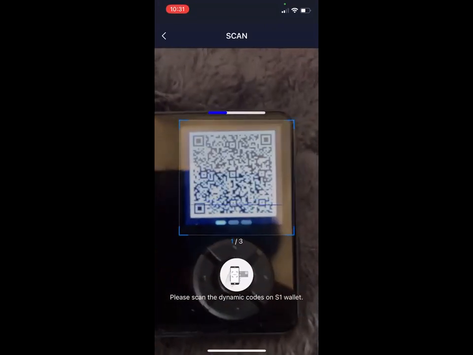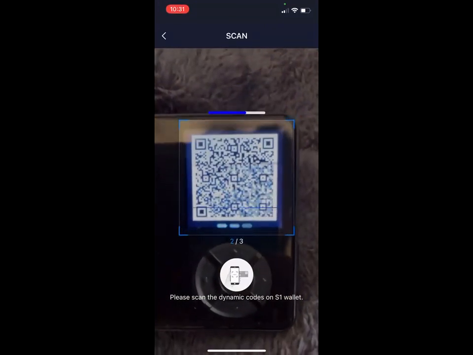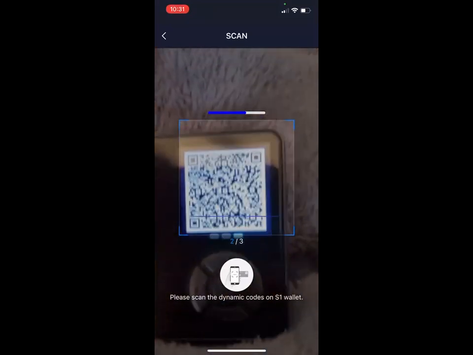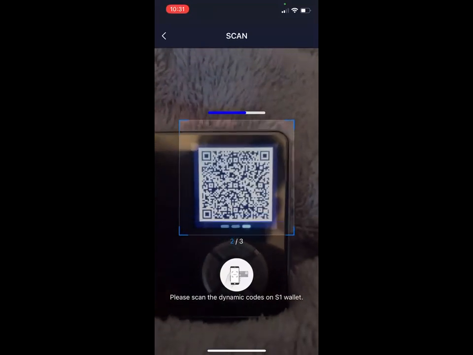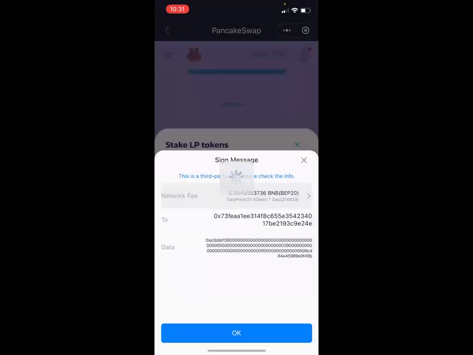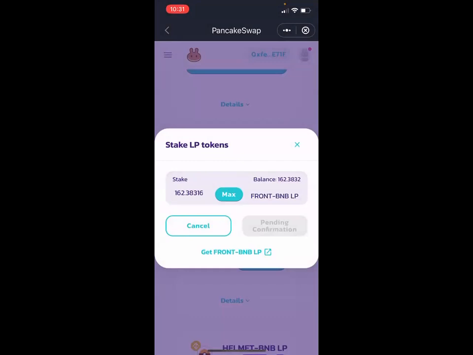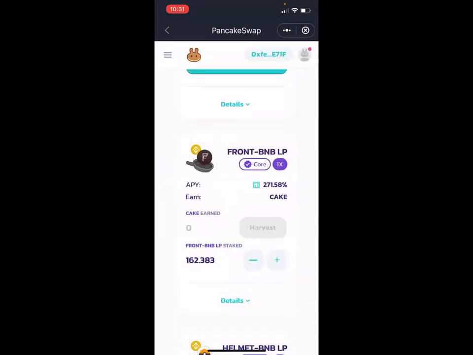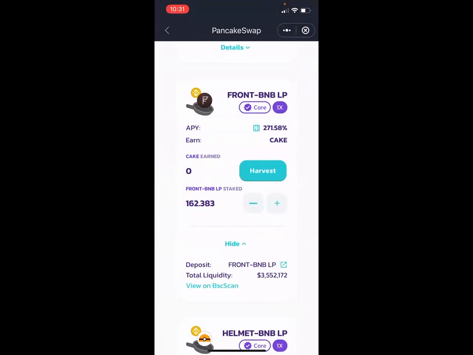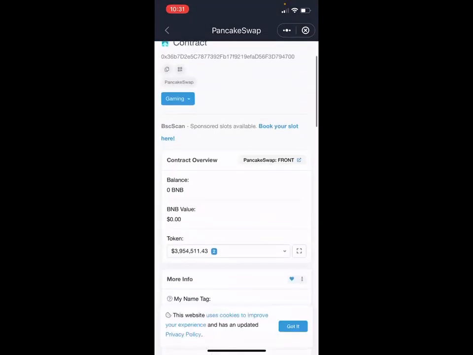Getting some of the reflection in here. There we go. All right. Pending confirmation, right? Now it's in. It's staked, right? So let's look at details. It shows you. And let's go, let's check it out.